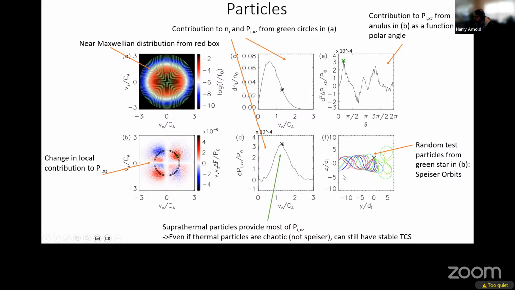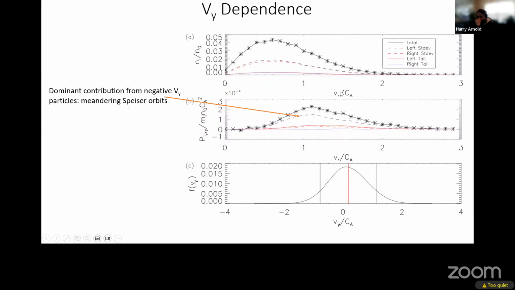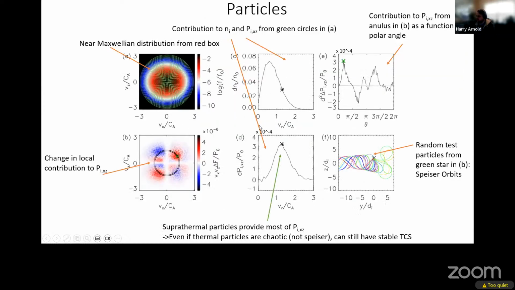And if you put some test particles at this location in phase space and just evolve them for a while to see what their orbits look like, you get these very clearly meandering orbits or figure-8 orbits, which are the two types of Speiser orbits that I talked about at the very beginning. These are Speiser ions that give you this off-diagonal pressure, and that results in getting force balance for your thin current sheet.